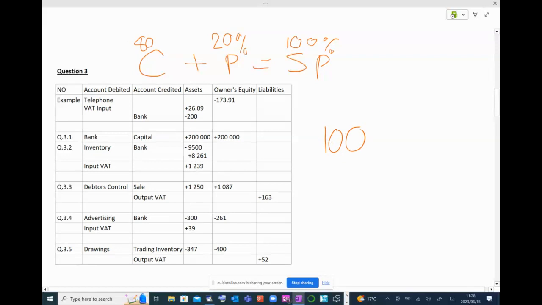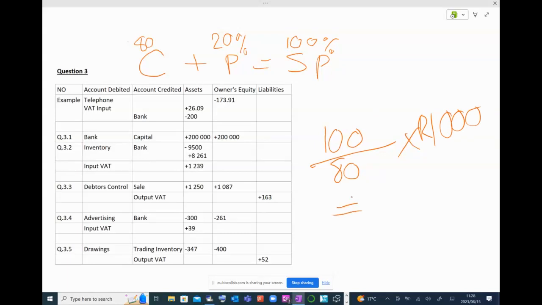Let me actually start here. What we want is the selling price, which is 100. What we have is the cost price, which is 80, times what we have as a rand amount, which is 1,000 rand. And that will give you how much? Okay, so that's where the 1,250 is coming from. So then debtors is increasing our assets by 1,250.